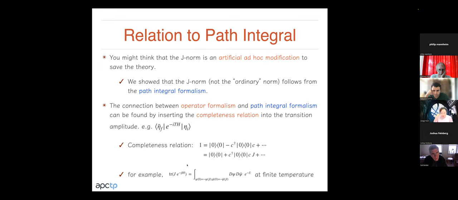So that's why we proved that this operator formalism is consistent with the path integral. Of course, you can define your theory in the operator formalism with the naive norm, and then it's also some theory with negative norm, but it would give a different path integral prescription. So it's really the correct inner product.